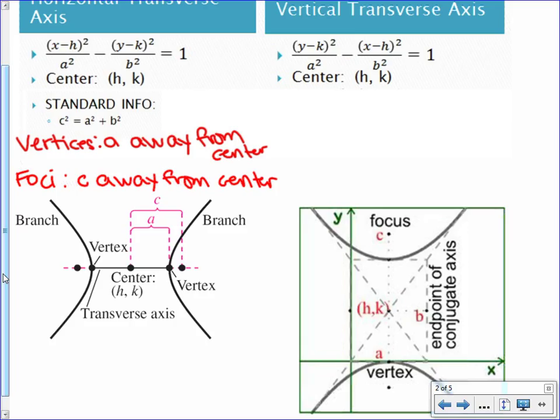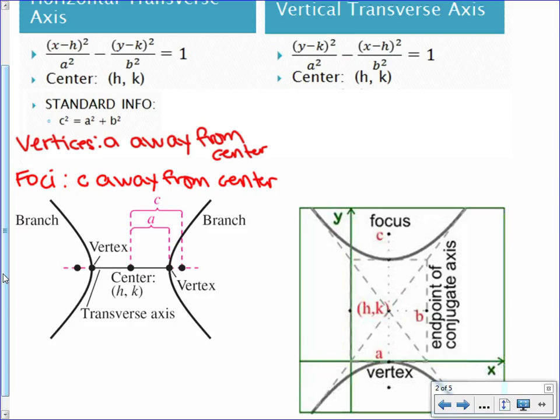Please notice how a squared stays with the positive variable. In a hyperbola, it does not matter which denominator is bigger. A is always going to be associated with the positive variable. So whatever is underneath of that y squared, that's going to be our a squared because it's a vertical hyperbola.